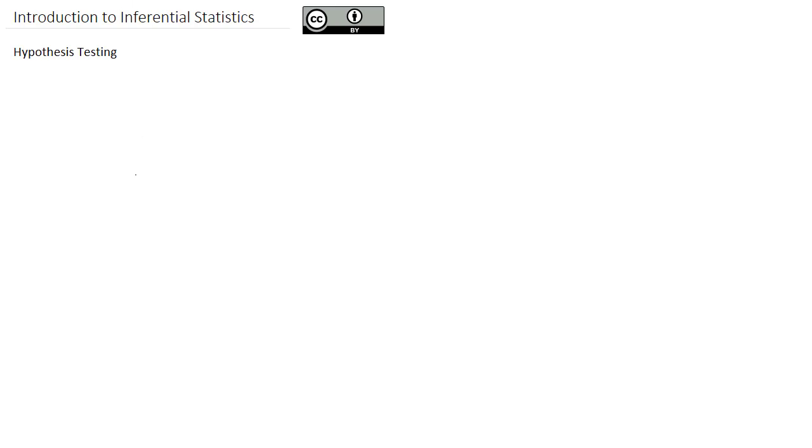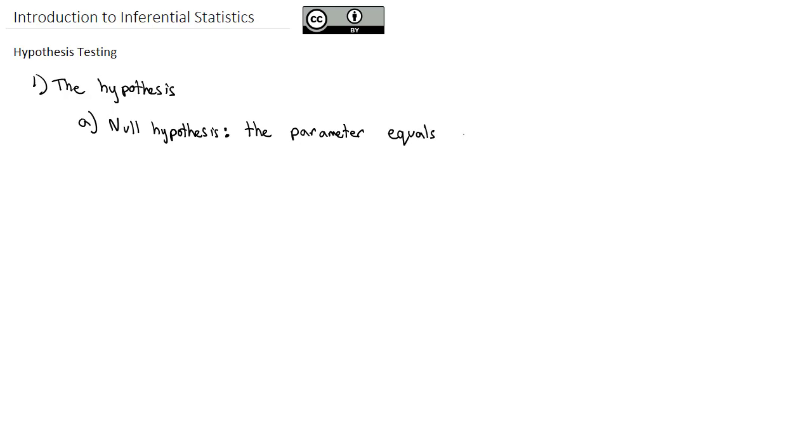the individual values. The first thing we need to do for any hypothesis test, though, is identify the hypothesis that we are going to test. There's actually going to be two hypotheses that we take a look at in each hypothesis test. The first one is called the null hypothesis. The null hypothesis will always claim that the parameter equals a claimed value.